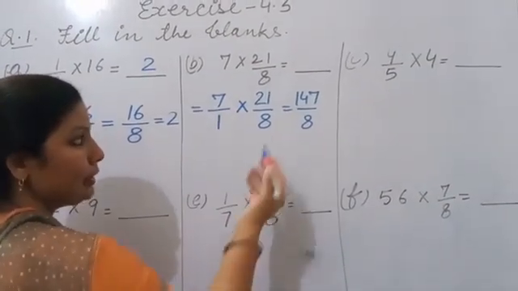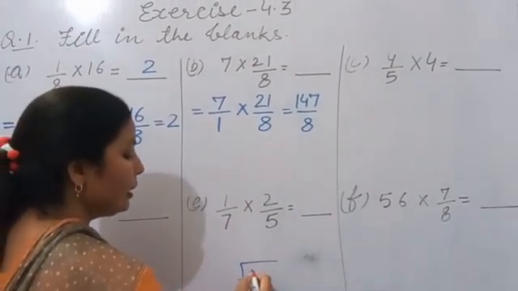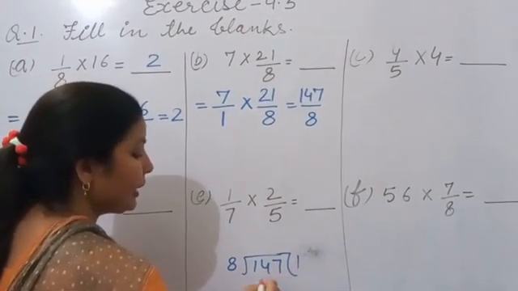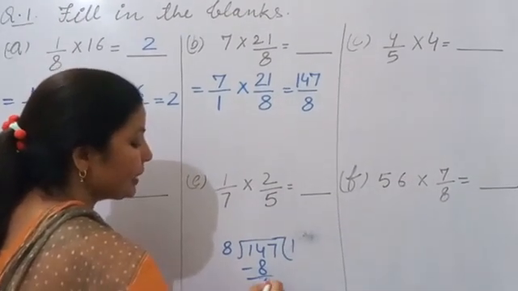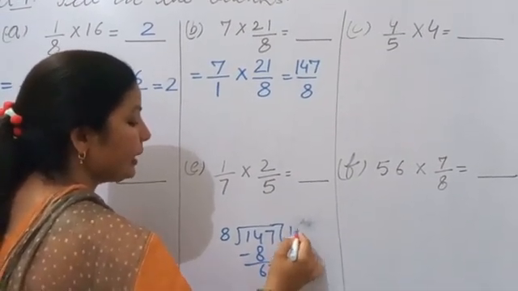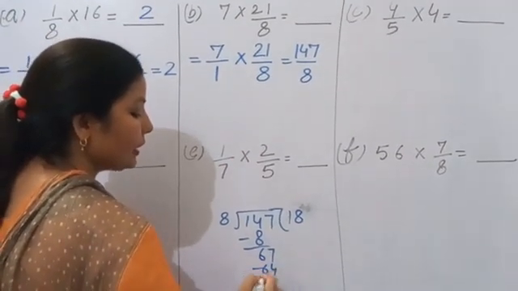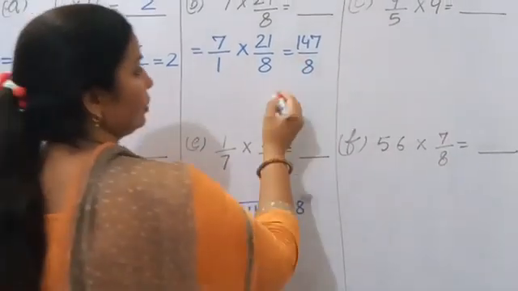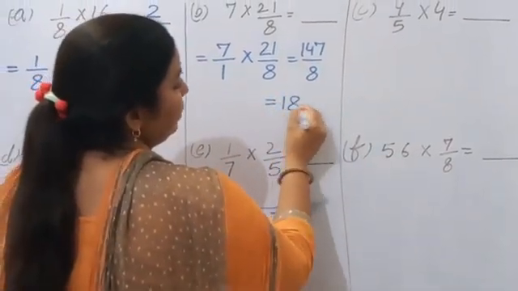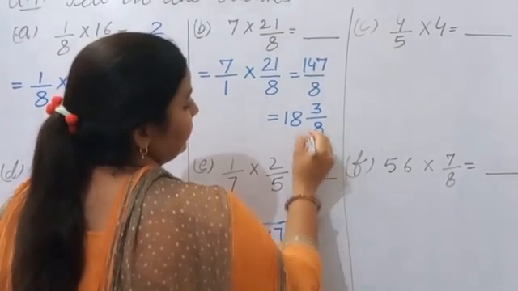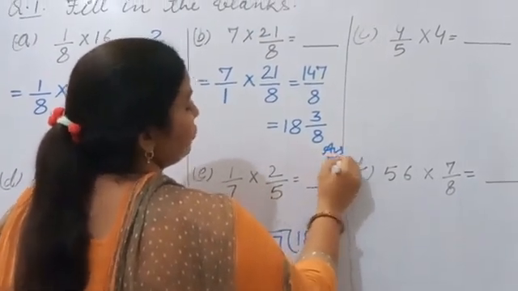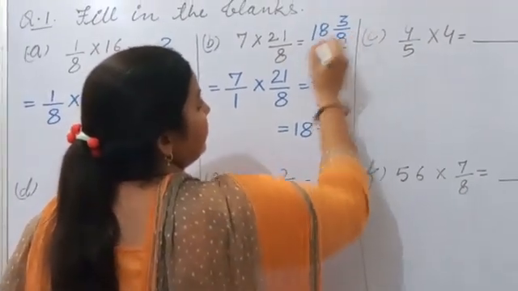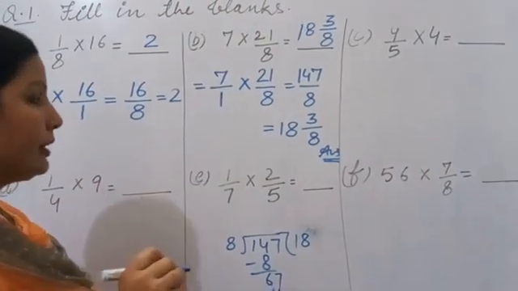Now this is again an improper fraction, so we change it into mixed. How will we change it into mixed? 147 divided by 8. 8 ones are 8, 14 minus 8, 6. We note down 7, 8 8s are 64. 67 minus 64, 3. So 18 whole 3/8. That's your answer. So we fill here also 18 whole 3/8.